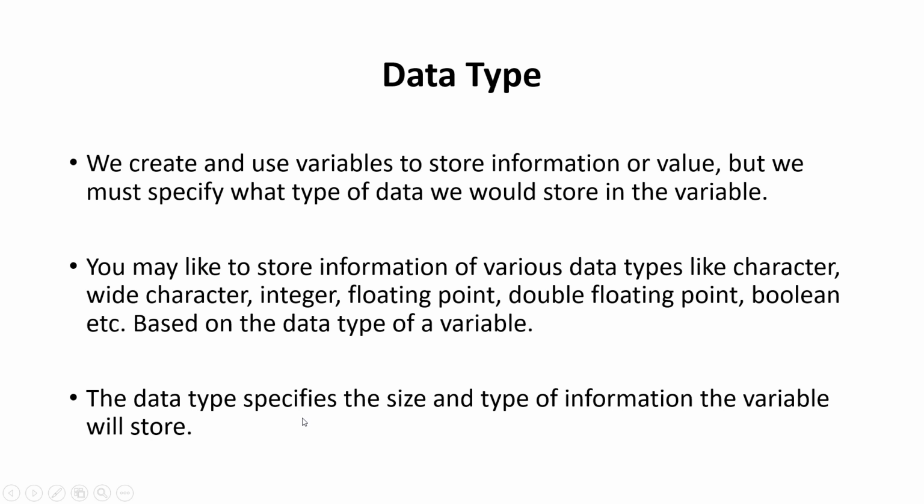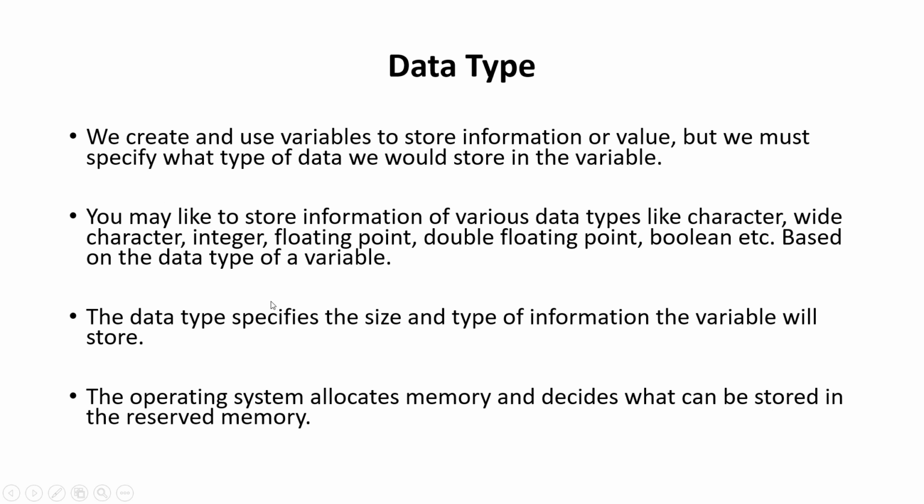The data type specifies the size and type of information the variable will store. Every variable you create, you have to specify its data type, of which data you want to save in the variable. The operating system allocates memory and decides what can be stored in the reserved memory.